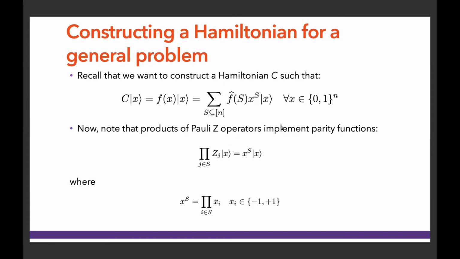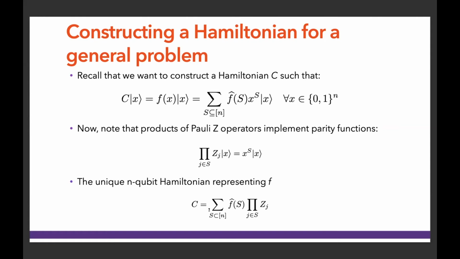Now, note that the products of Pauli Z operators implement parity functions. So if you act on x with the product of Zj over this subset s, then you get x to the power of s times x. And this is simply because each of them will contribute xj, so plus or minus 1, and then the product of them by linearity is going to be just the product of the results. And so the unique n-qubit Hamiltonian representing f is just given by a sum over these s with Fourier coefficients and products of Pauli Z's over the corresponding subset of indices.